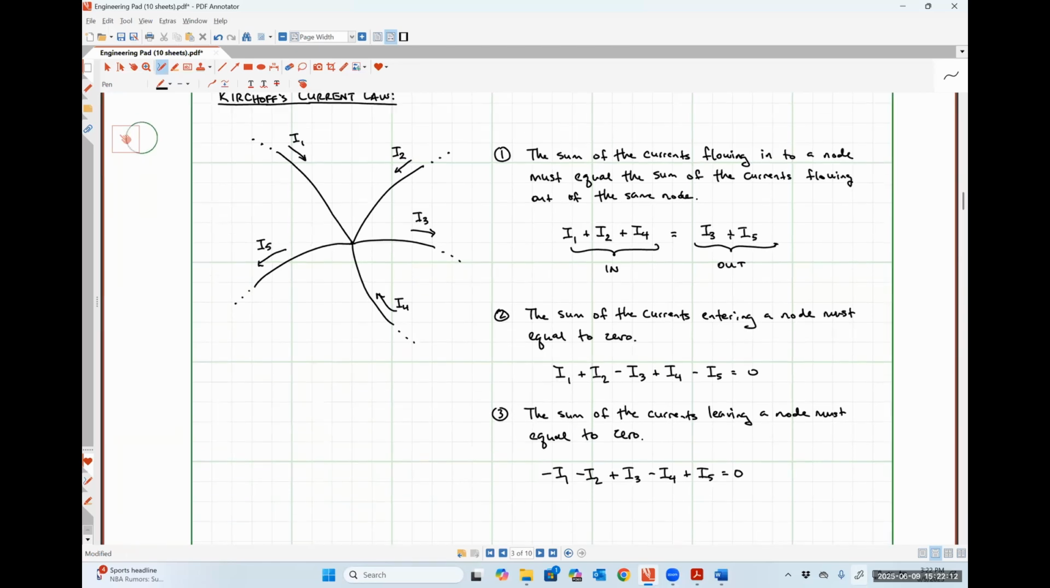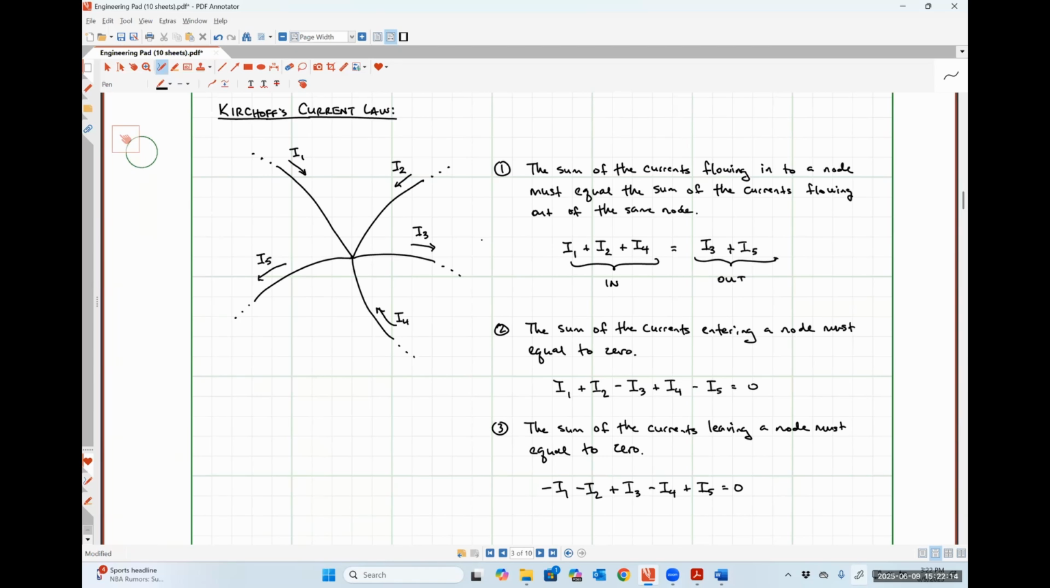For what it's worth, since Kirchhoff's current law involves adding currents together, and we know that current is simply the rate at which charge passes any given point in a circuit, Kirchhoff's current law is really just the law of conservation of charge as applied to circuits. So essentially, if we added all of the currents together and they didn't make zero, then that essentially means that charge is either being created or destroyed at that node point, which we know can't happen, okay?